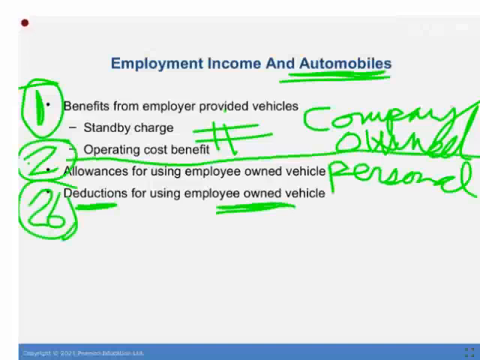So when you're looking at a question or a scenario that's given to you, make sure that you understand what's happening in the scenario. If it's a personally owned vehicle, you don't calculate standby charge operating cost benefit. That's not what we're doing. That's for a company-owned vehicle. If it's a personal vehicle being used for work and an allowance is being paid, then we treat this a different way, with possible income and deductions, or maybe just a reimbursed expense. And so we'll talk about that. But there's two different scenarios here.